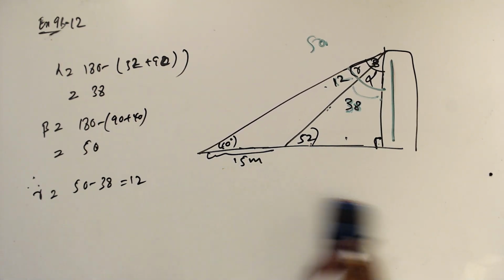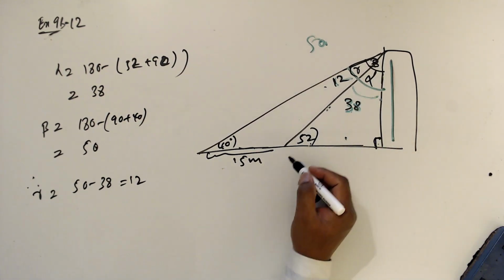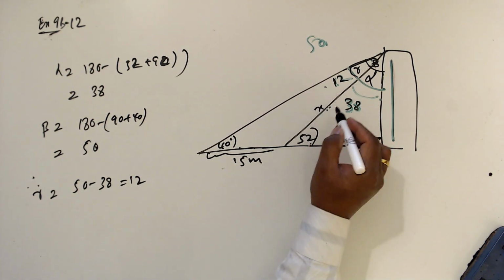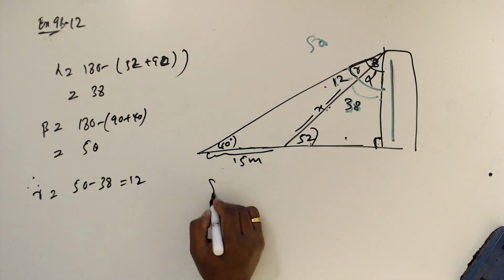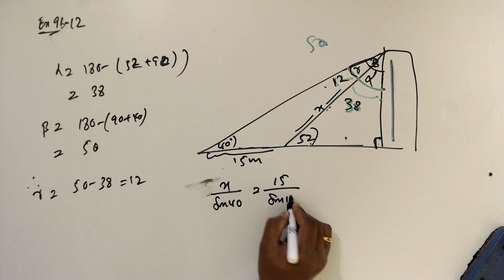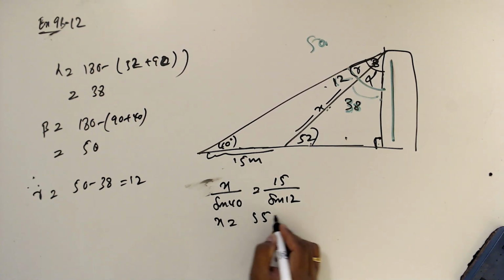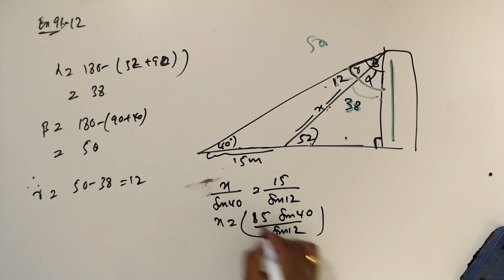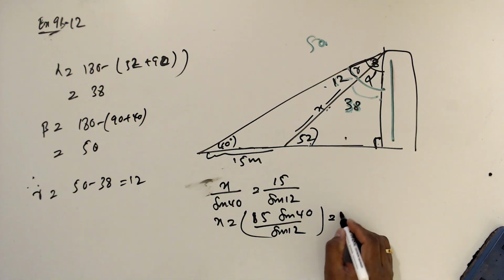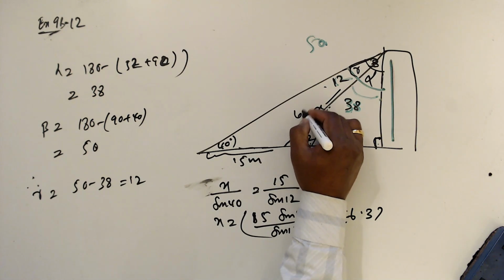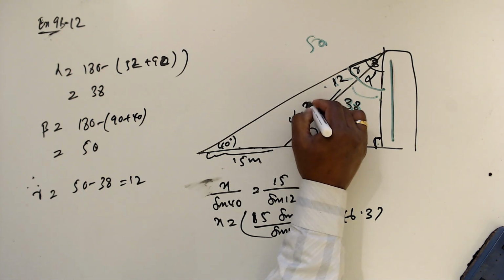Now we can write the sine rule to find this length. If I put this is x, this length, x over sine 40 equal 15 over sine 12. So x equal 15 sine 40 over sine 12, which is going to be 46.37. So this is 46.37.